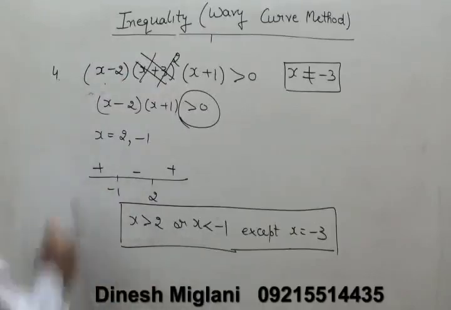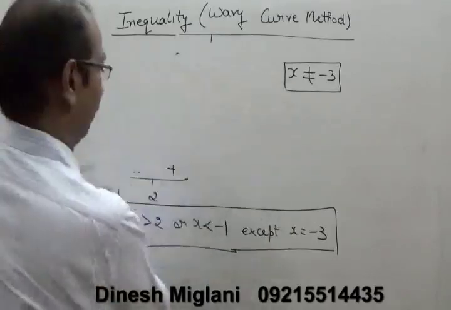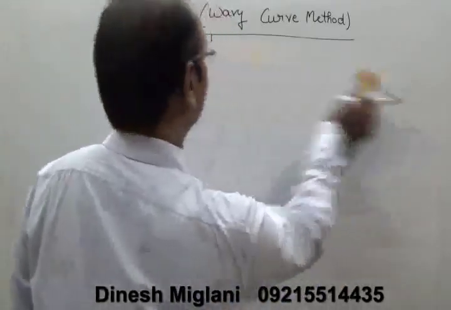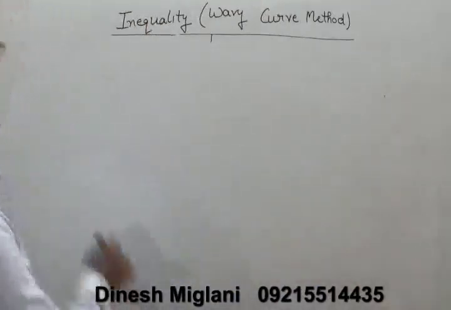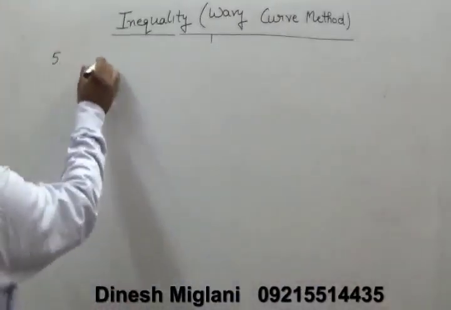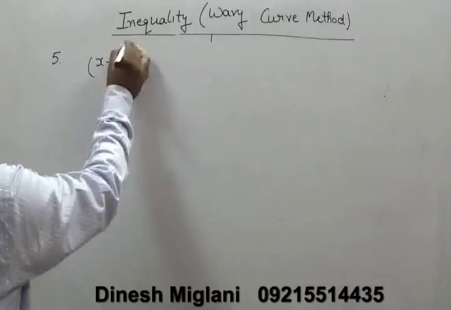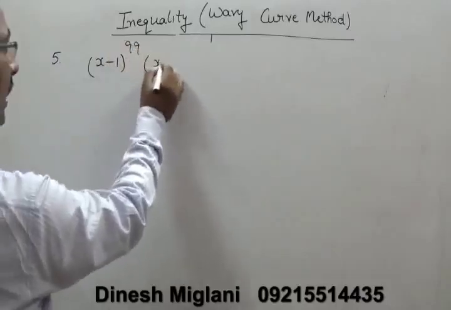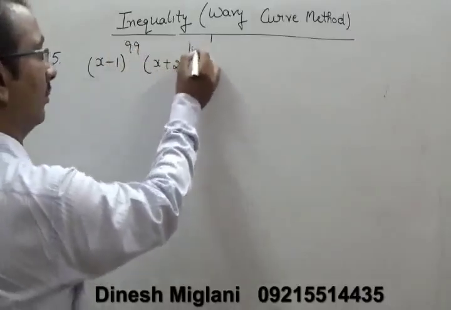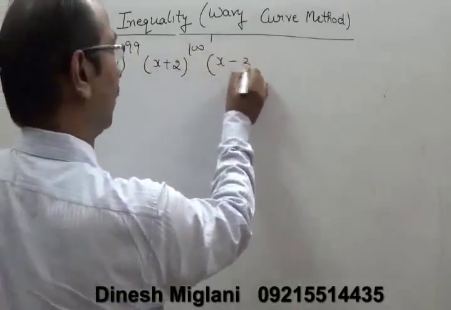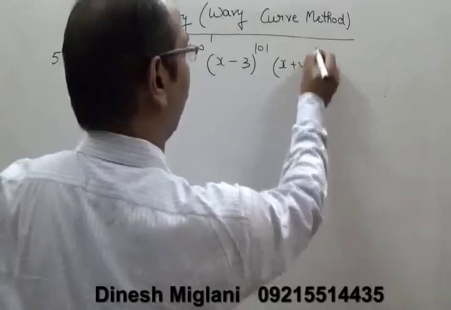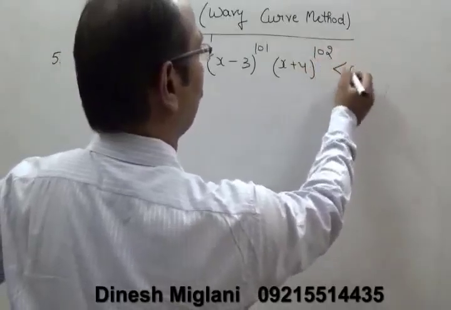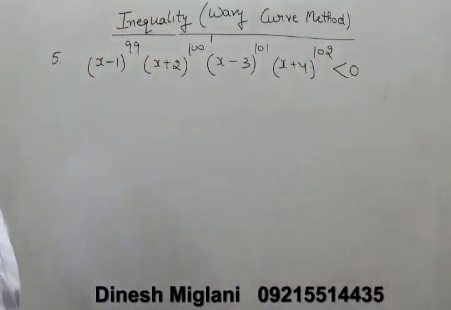Okay? Then you have statement number 5. After that you have statement number 5, try to understand it. It is given that (x minus 1) raised to power 99, (x plus 2) raised to power 100, (x minus 3) raised to power 101, (x plus 4) raised to power 102 is less than 0. You have to find the interval for x.